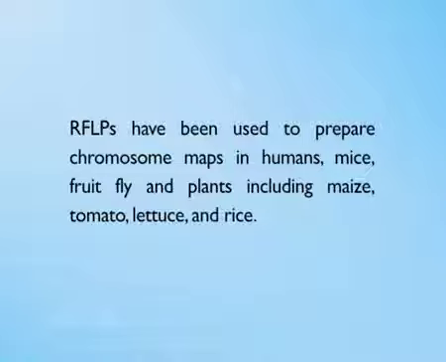RFLPs have been used to prepare chromosome maps in humans, mice, fruit fly, and plants, including maize, tomato, lettuce, and rice. RFLPs are used to study the inheritance and linkage relationship and genetic linkage maps in plants and animals. RFLP markers are also used to map the genes in diseased person and identification of disease.